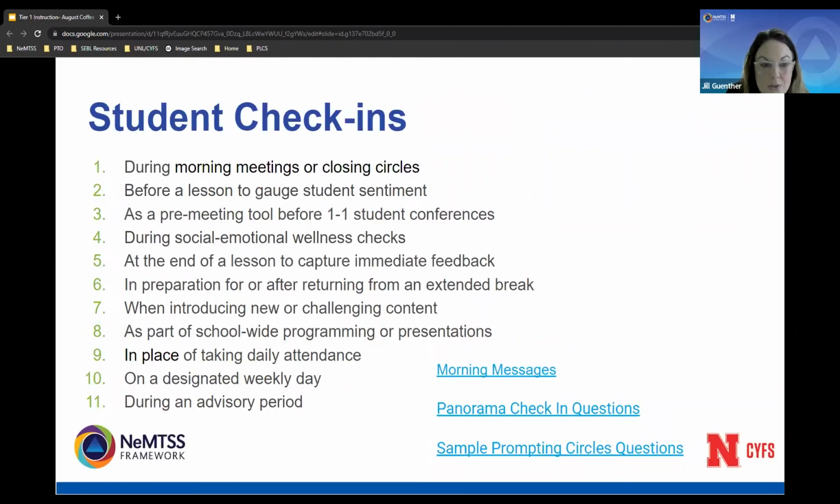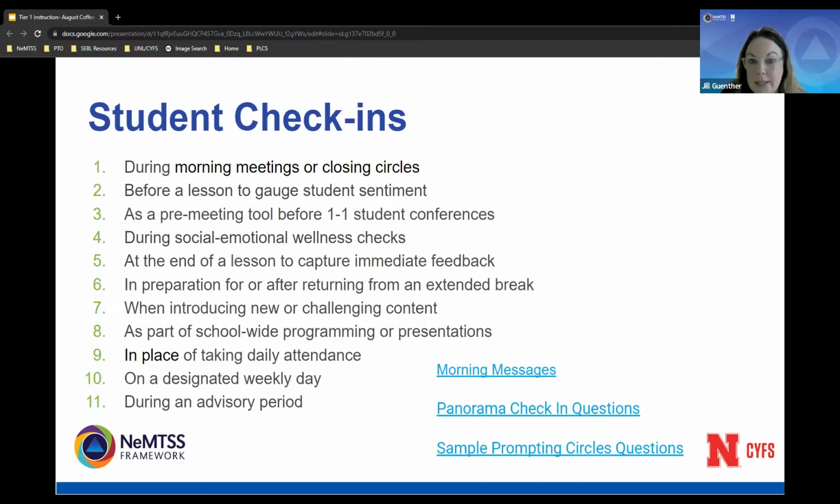Another way: some student check-ins. These are examples of things that you may already be doing, thinking about that last slide, those physical and academic environments and building those positive ways. These are just things that we can do within our classroom to help students feel safe, supported, and welcomed. So we have some different examples of student check-ins here.